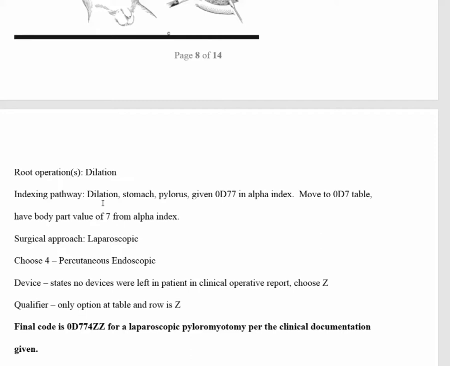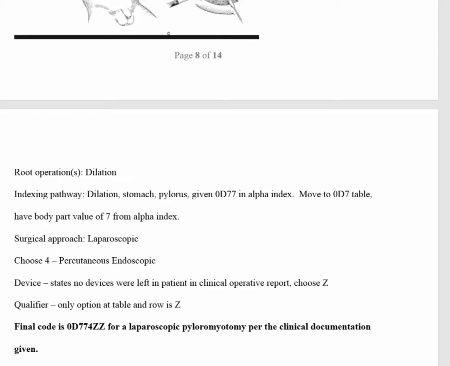The pathway to index in the ICD-10-PCS coding manual is dilation, stomach, pylorus. You're given 0D77 in the alpha index. You move to the 0D7 table. You already have your body part value from the alpha. Your surgical approach per your clinical documentation is laparoscopic. That equates to 4 on that table in that row for percutaneous endoscopic.